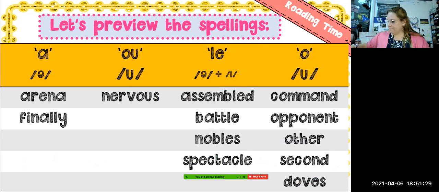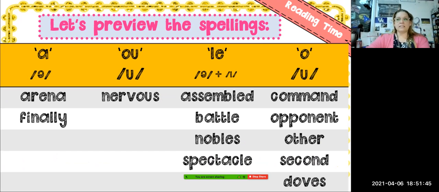Before we get started, let's go over the spellings. Okay, we have the sound using the letter A in the word arena. And finally, we have the sound with the OU spelling in nervous. We have the ol sound, the schwa plus ol in assembled, battle, nobles, and spectacle. And then we have the sound with the letter O in command, opponent, other, second, and doves.